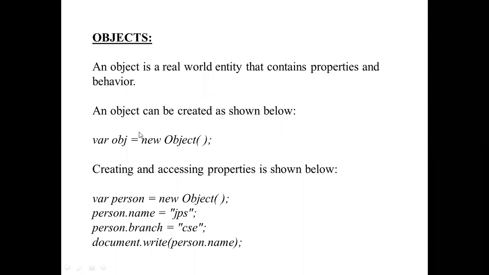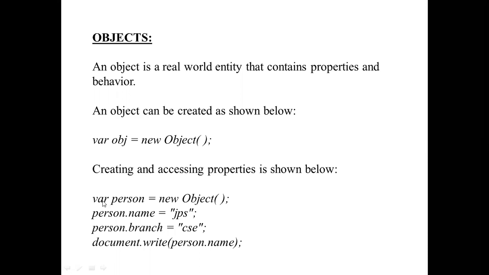An object can be created as shown below. Here var obj = new Object(). The object named obj is created using the new operator. In JavaScript, the new operator is used to create a blank object. Next, creating and accessing the properties.